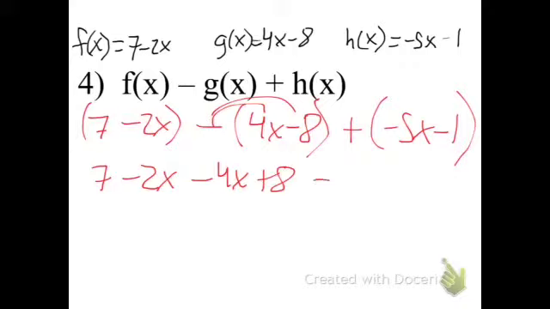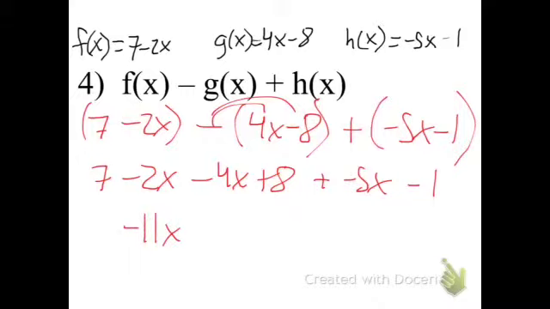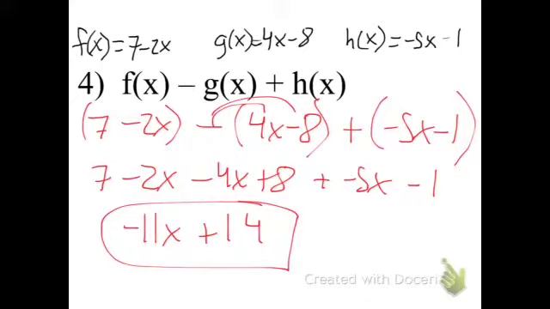And then we got add negative 5x and then subtract 1 on the end. Combine like terms, so negative 2x, negative 4x, and negative 5x gives you negative 11x. And then 7, 8, and negative 1 combine to give you the mighty number of 14. I know it's really exciting. So we got number 4 all done.